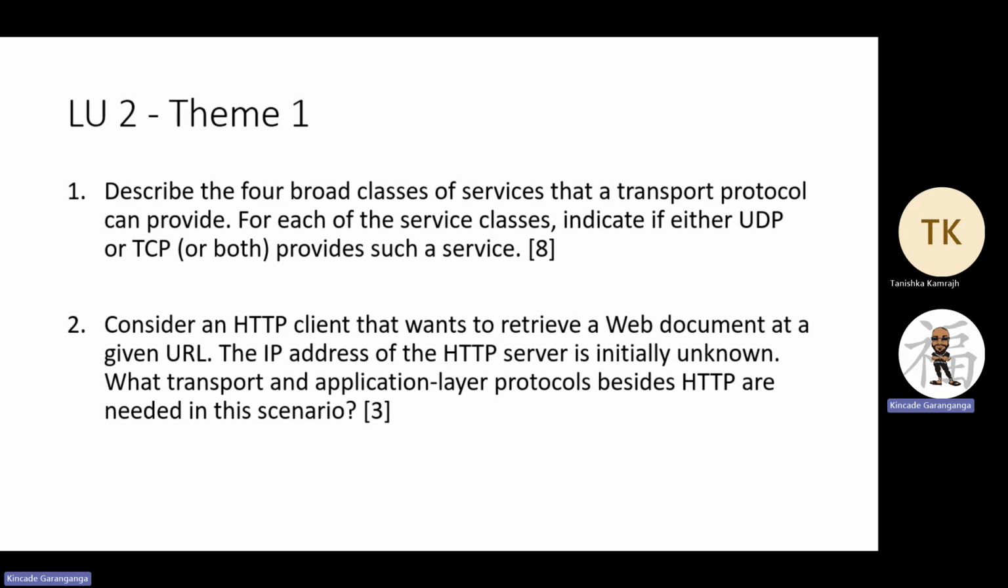working with web server configurations here. So consider an HTTP client that wants to receive a document given a definitive URL. The IP address of the actual hypertext transfer protocol server is initially unknown. What transport and application layer protocols, besides obviously HTTP, are needed in this definitive scenario?